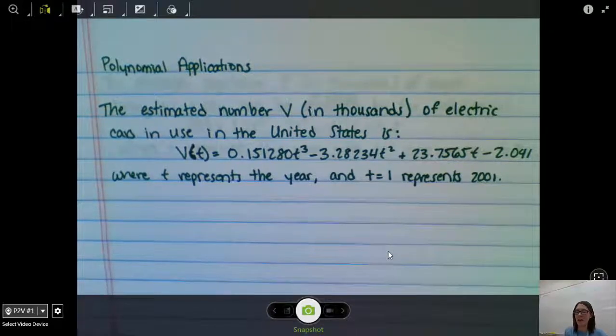We have just a little bit left to do with our polynomial functions before we move on to chapter 6, and that's going to be some applications of polynomials.